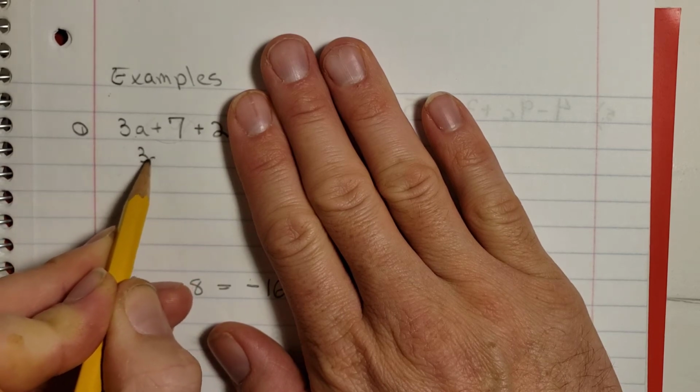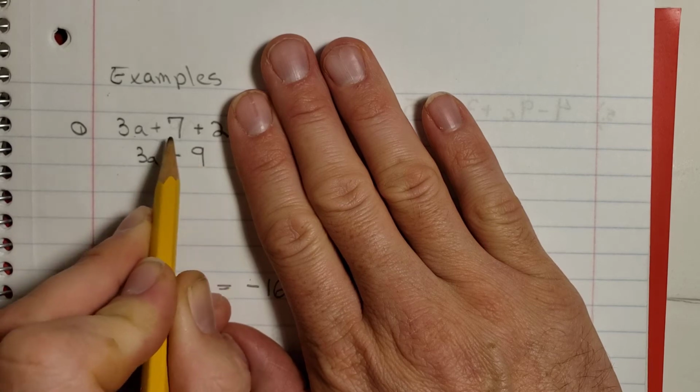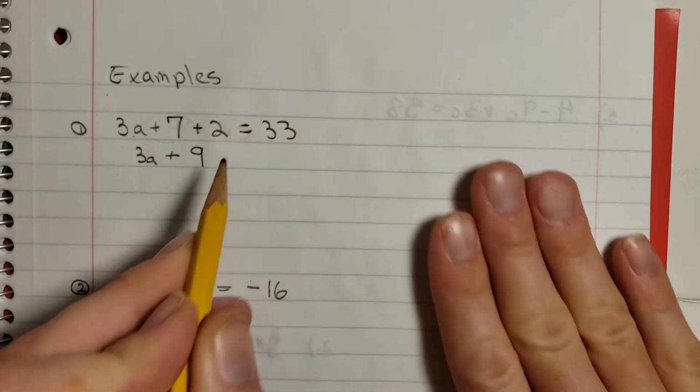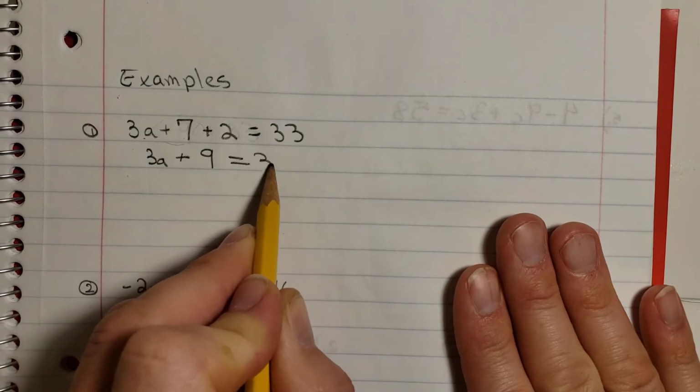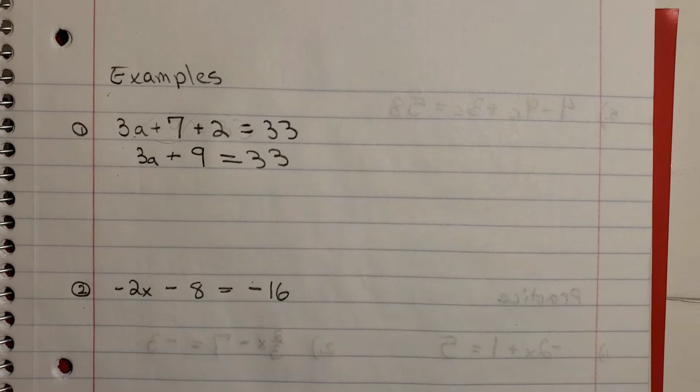Okay, so we keep the 3a and we combine those to make it more simple. It's easier to say +9 than it is to say +7 +2. All right, and then we're going to bring down our 33. Now there's nothing to simplify over there, so we're good to go. We always check the left and the right side of the equation to see if you can simplify it. Now we're ready to solve.